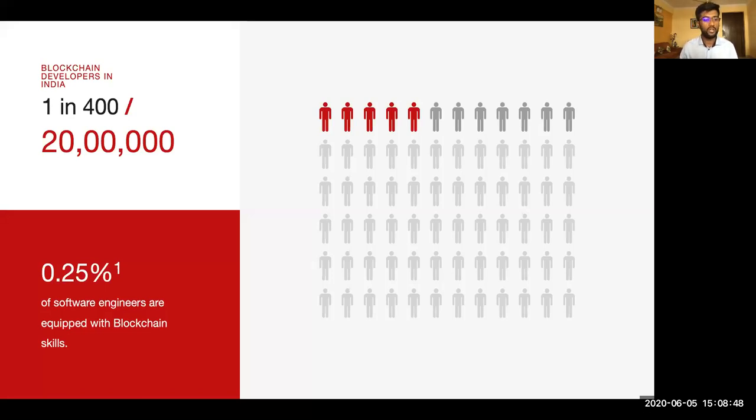Great. So this is where those red people are the ones who have no idea. The ones who know about blockchain have some blockchain skills. The gray ones that you see are the people who are at least in a financial domain. They are IT engineers, but they are at least in the financial domain.